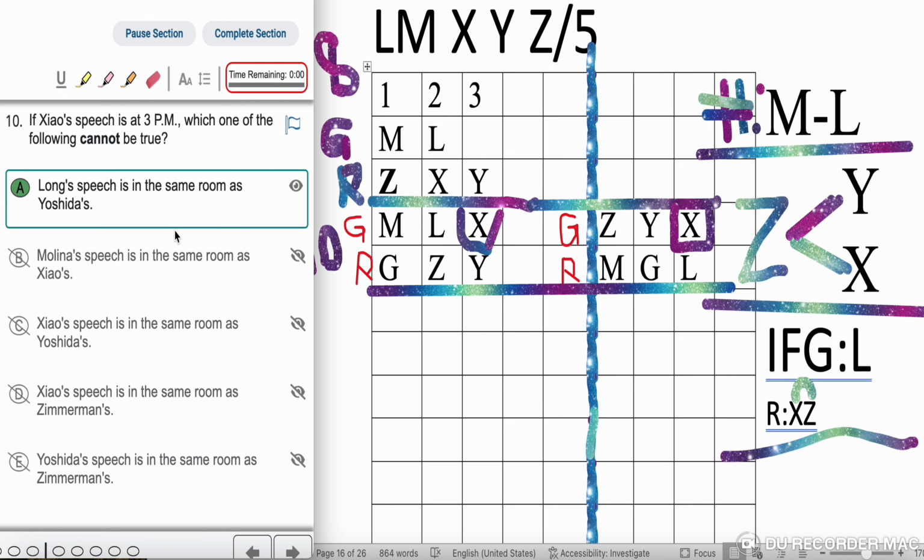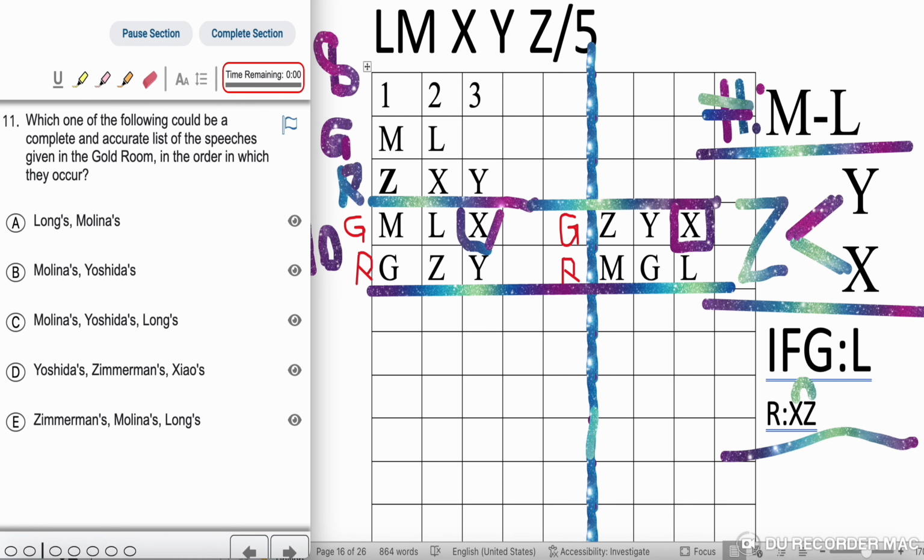L. By process of elimination, it brought you the answer A. Question 11. Which one of the following could be a complete and accurate list of the speeches given in the gold room in the order in which they are given? So it has to be in order. So let's try to use the conditions to answer this question.